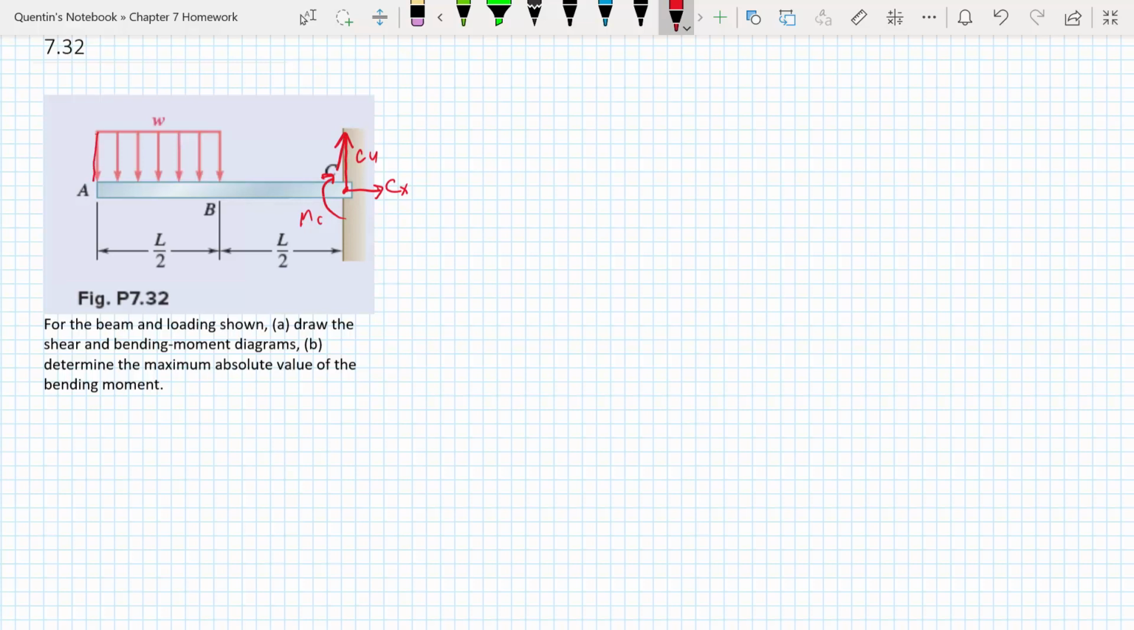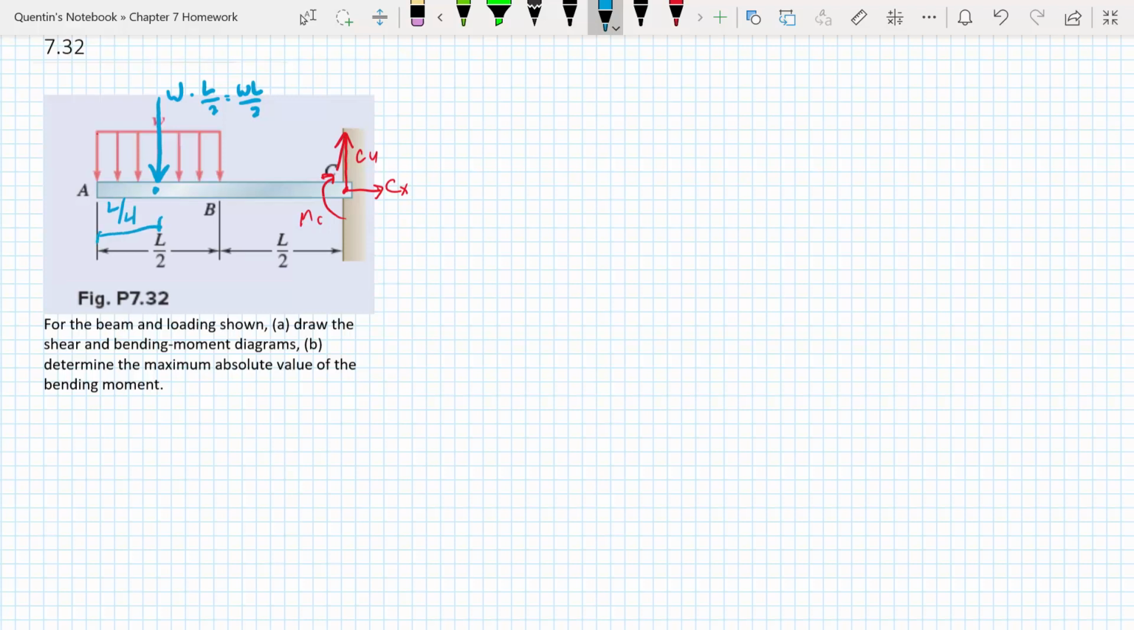to replace this distributed load. I'll do this in a different color. We're going to replace this whole distributed load with a single load at a single point. And that single load is the area under that curve, which happens to be WL. Well, it's the length times the width, so W times L over 2, which is obviously WL over 2. And where is it applied? It's applied exactly in the middle of that, which is going to be at L over 4 in this direction.